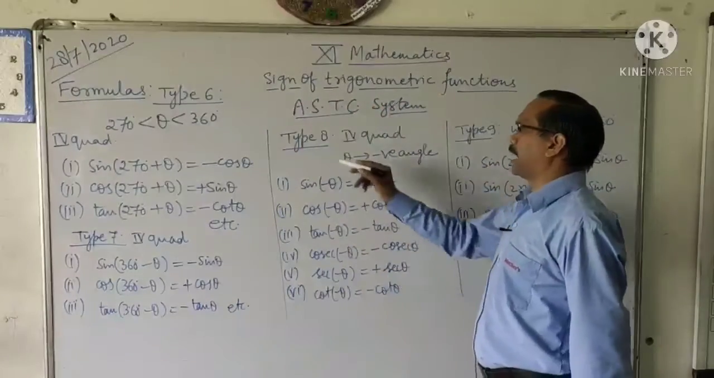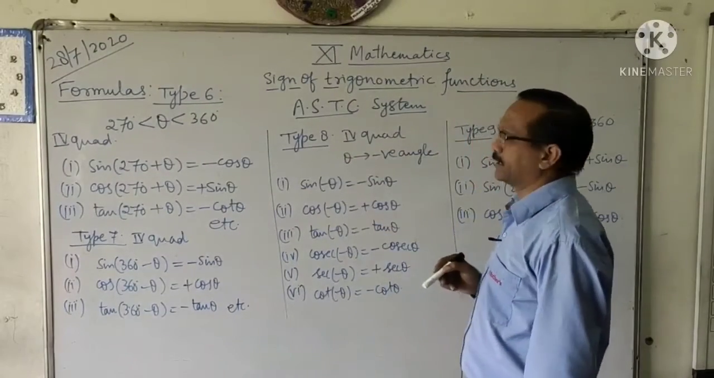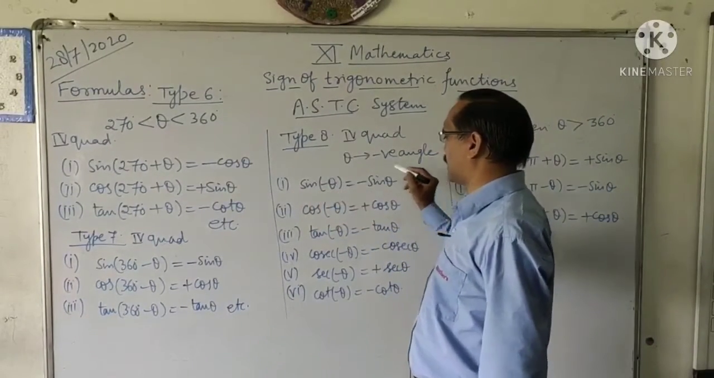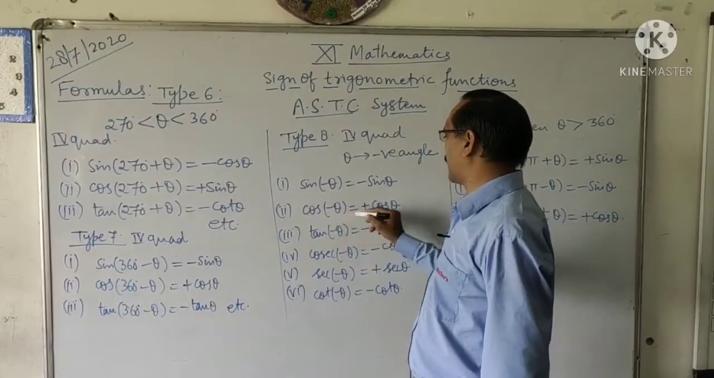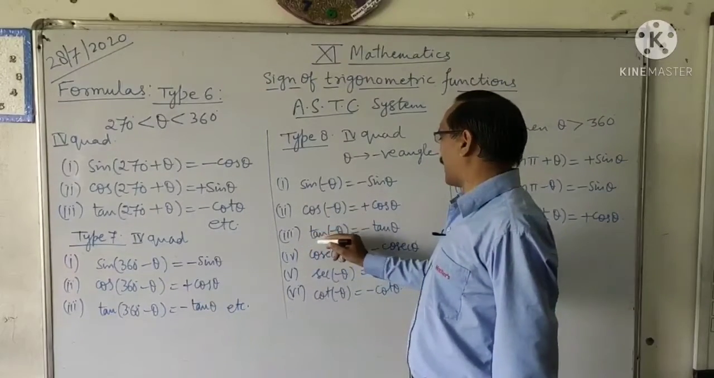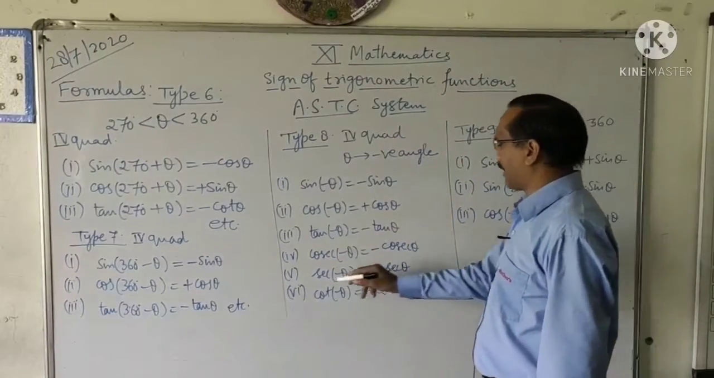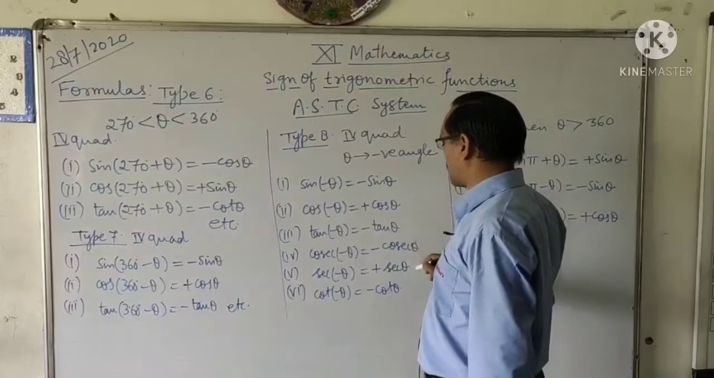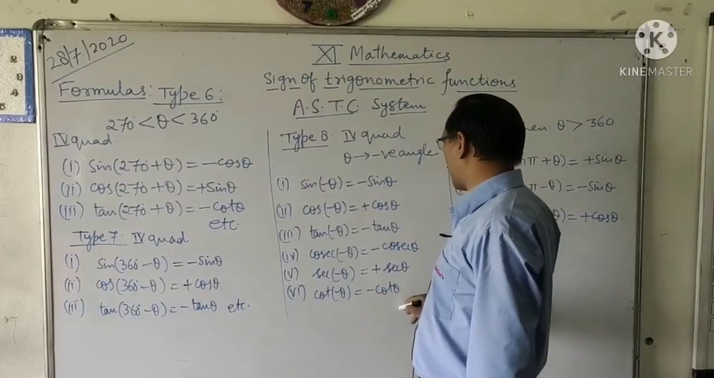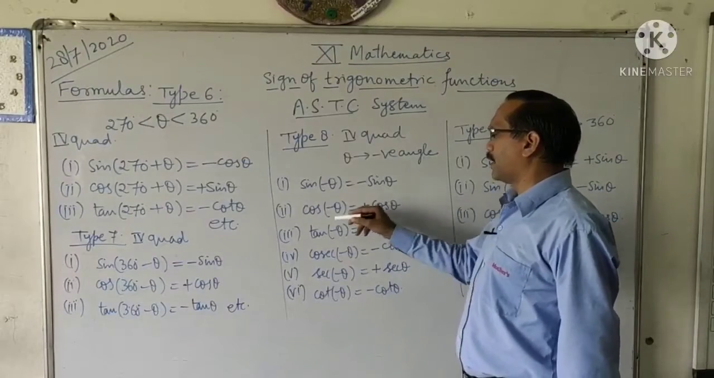Students, next is type 8. It is also the fourth quadrant and here the angle is considered a negative angle. So formula number 1, sin(minus theta) is minus sin theta. Second formula, cos(minus theta) equals plus cos theta. In the fourth quadrant, cos is positive. Tan(minus theta) equals minus tan theta. Cosec(minus theta) equals minus cosec theta. Sec(minus theta) equals plus sec theta because the reciprocal of cos is positive. Then cot(minus theta) equals minus cot theta. We can also say that cosine absorbs the minus sign.